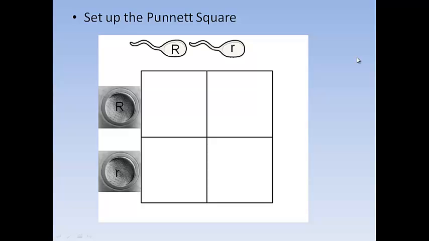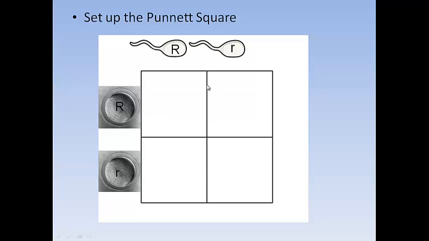We can use a Punnett square to predict all the possible offspring that these sperm and egg can produce. Now, the Punnett square is right here. Notice it's divided into 4 sections. We're going to put the sperm across the top and the eggs down the side. Notice we have one sperm above each column, and we have one egg next to each row.